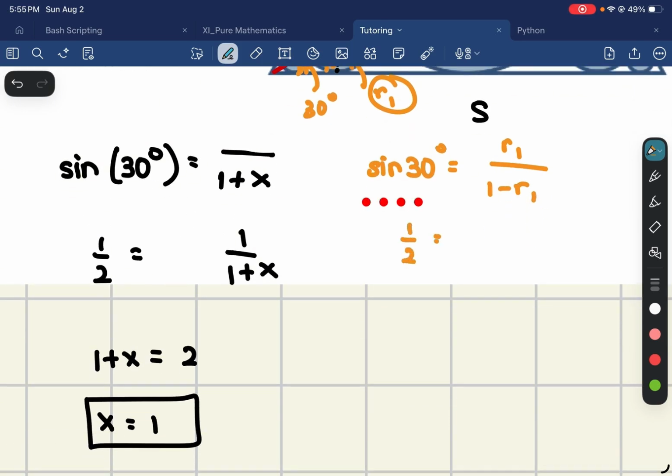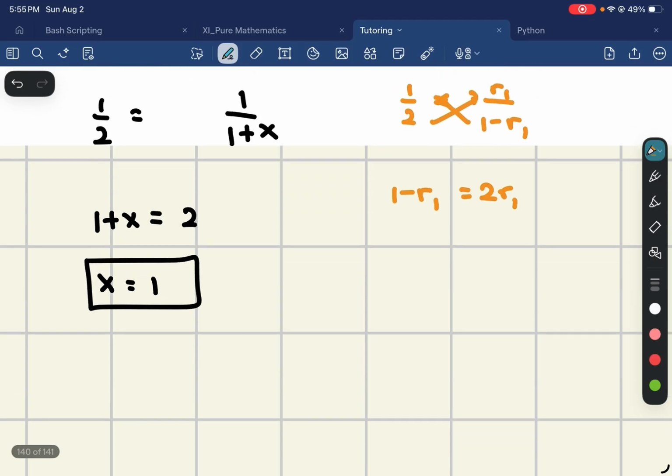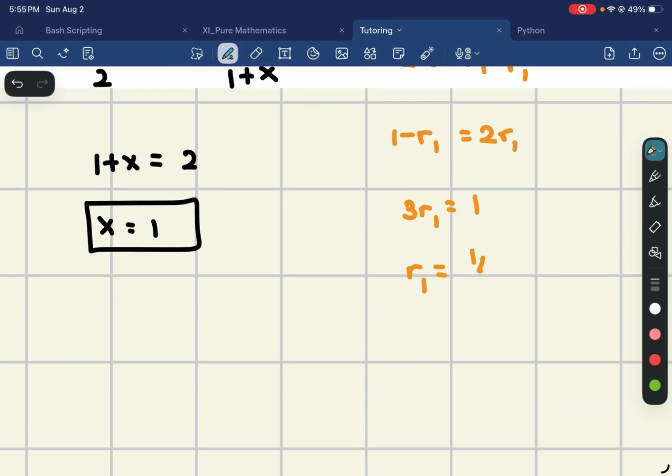And sine 30 is half, so you have R1 divided by 1 minus R1 equals 1 over 2. If you rearrange your terms, you send this here, you get this expression. So 3R1 is going to be equal to 1, and R1 is equal to 1 over 3.